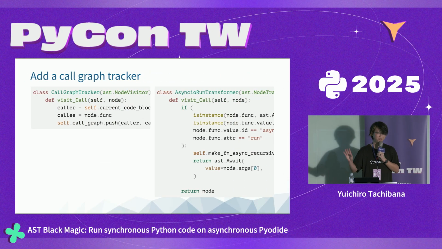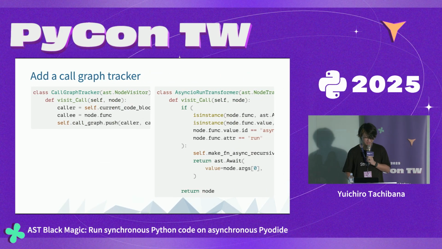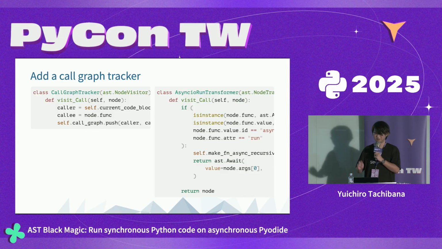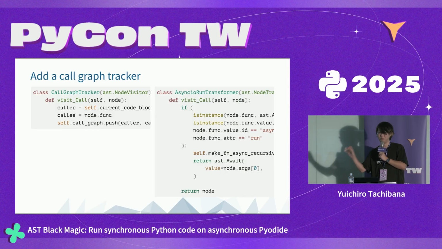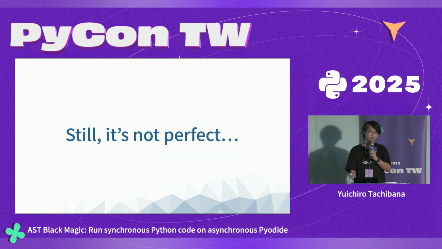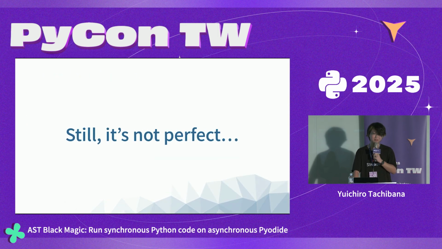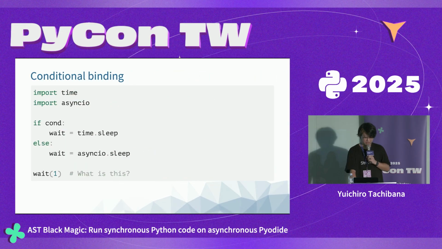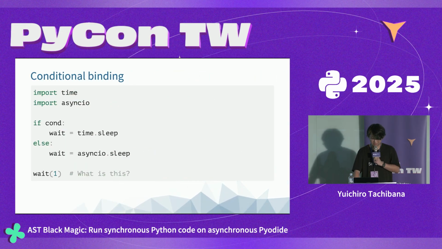So to overcome this problem, you have to create a call graph tracker that tracks which function is called from where. By defining this kind of thing, this problem can be solved. However, there's still something. For example, what if a name is bound conditionally? This name cannot be resolved.